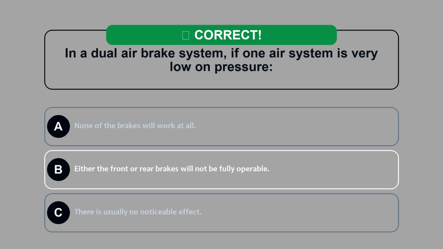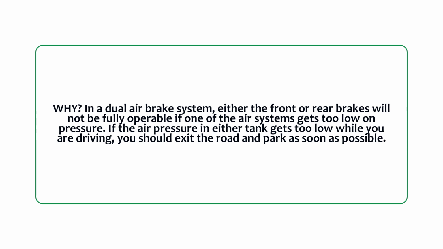The correct answer is option B. Either the front or rear brakes will not be fully operable. Explanation. In a dual air brake system, either the front or rear brakes will not be fully operable if one of the air systems gets too low on pressure. If the air pressure in either tank gets too low while you are driving, you should exit the road and park as soon as possible.